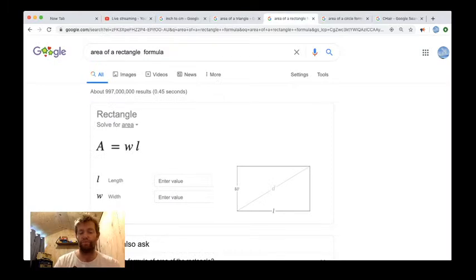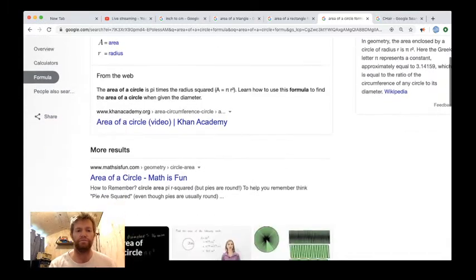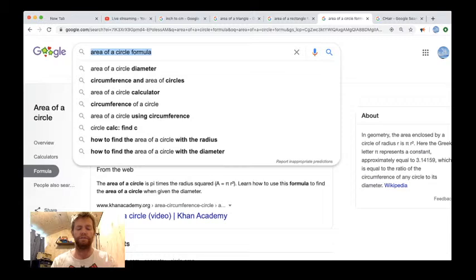Rectangle, base times height, or width times length. That's just a straight up multiplication. And the real tricky one that's going to be hard is the area of a circle. Area of a circle is pi, which for this purpose we're just going to say 3.1415, times the radius squared. Radius squared means the radius of a circle. Let's have a look at what a radius of a circle is.